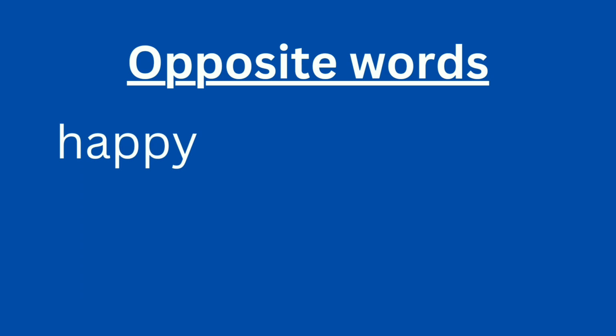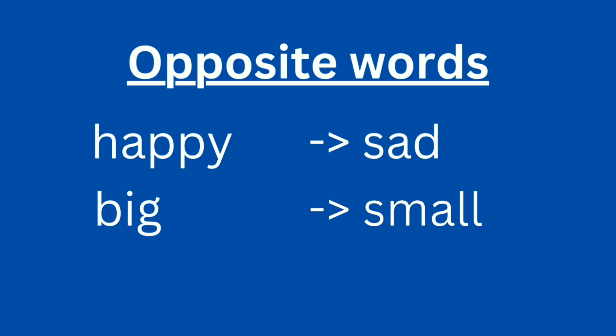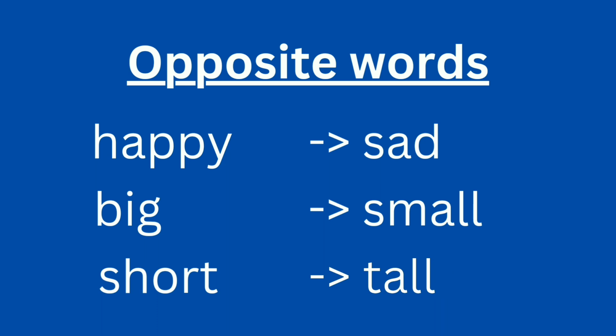Let's read opposite words. Happy. The opposite is sad. Next, big. The opposite is small. Next is short. The opposite is tall.